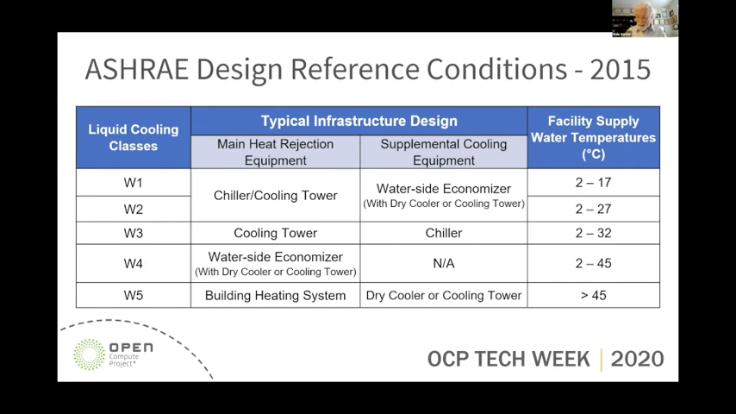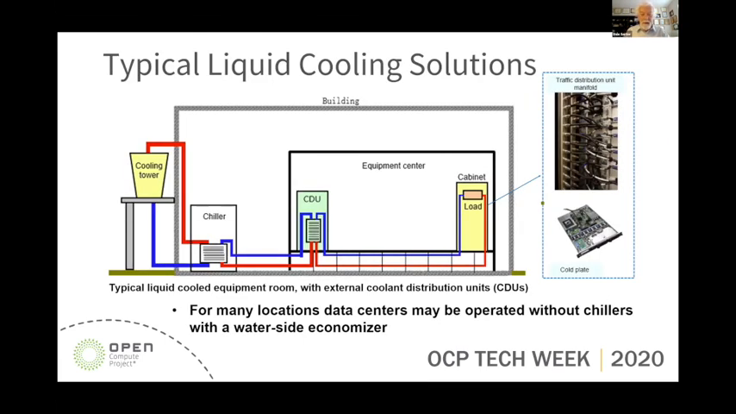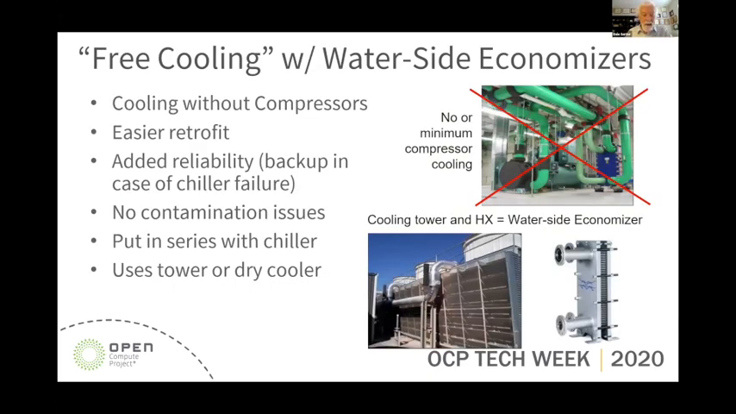Next, so I guess I get to do that. Okay, so here's the typical liquid cooling solution where we have a load. There's a CDU, cooling distribution unit, between the facility water and the data center water. There might be a chiller in the loop that's cooled by a cooling tower, or as we've talked about, in many locations the data center can be operated without chillers with a water side economizer. So that's what we call free cooling or cooling without compressors.